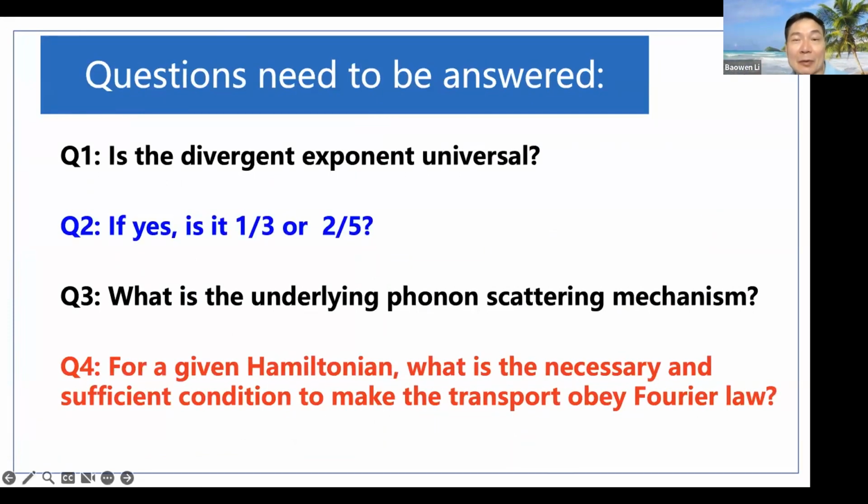So we have answered some questions, but there are still questions that need to be answered. The first one is whether the divergence exponent is universal. If it is universal, whether the exponent is 1/3 or 2/5. Another question is, what is the underlying phonon scattering mechanism? The FPU model has four-phonon scattering, so why does four-phonon scattering induce this divergent thermal conductivity? And of course, the final question is, for a given Hamiltonian, what is the necessary and sufficient condition of the Fourier law?